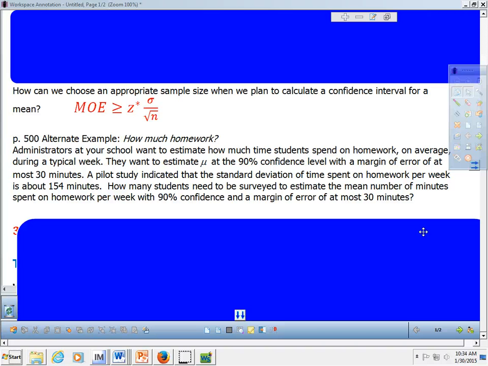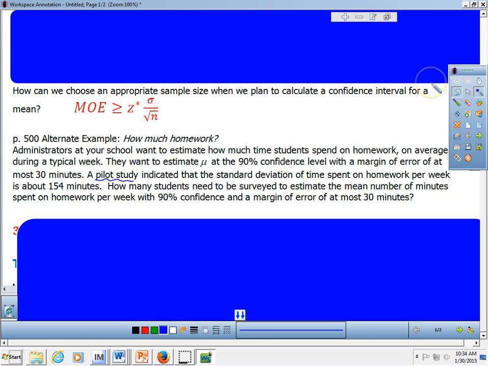Pilot study, that's important, and we're going to talk about this in just a second, because we're talking about a margin of error in context of a confidence interval and trying to estimate a population mean, which means that we don't know the population mean. Well, we'll get to that in just a second. So a pilot study indicated the standard deviation of time spent on homework per week is about 154 minutes. And so we're going to piggyback off of that pilot study and try to figure out what sample size we need to estimate the actual population mean study time.